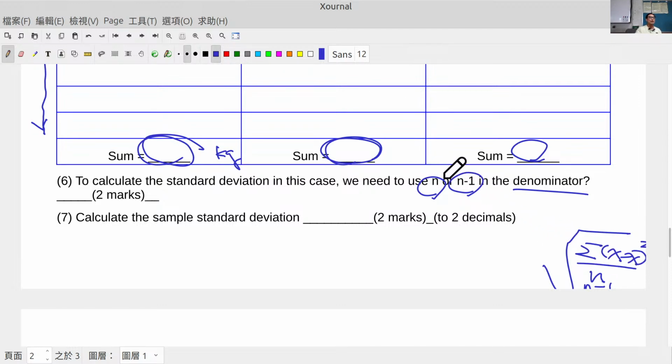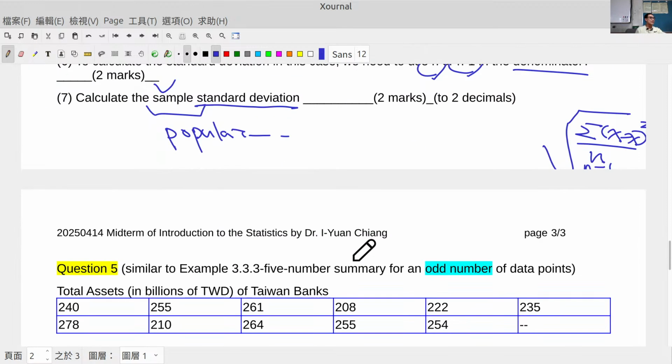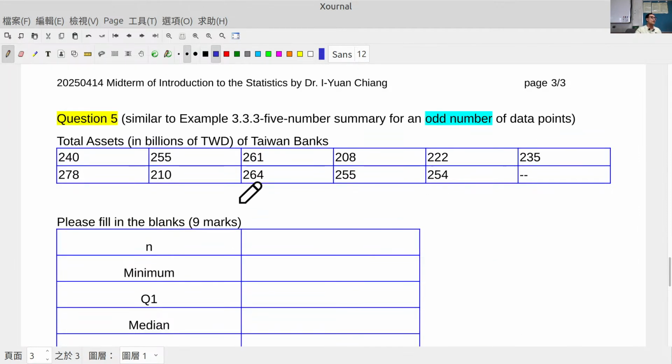Choose one, n or n minus 1. Please check the definition in the textbook. Please calculate the sample standard deviation. Sample, what does it mean? It's not a population standard deviation. Again, it's a sample deviation, not a population standard deviation. Okay, 2 marks here. Then move to question number 5.